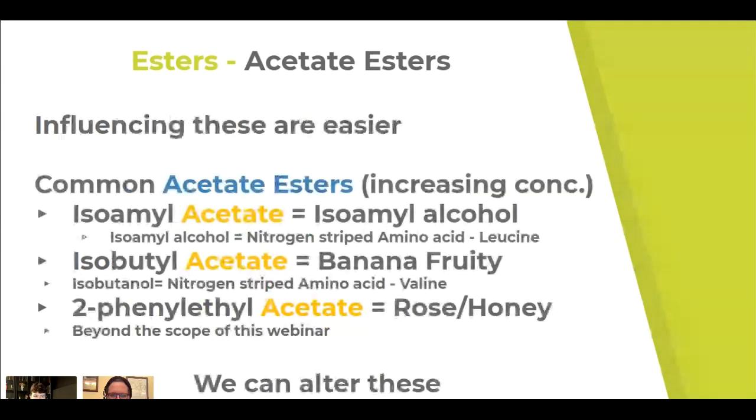So we can modulate these a little bit. One of the ways we can do this is with FAN. This is a bit more difficult to do, but I wanted to give you guys an idea for it. Isoamyl alcohol, which as we saw beforehand was a deaminated amino acid that's been stripped of all its nutrients, a version of leucine. Isobutyl alcohol uses isobutanol, which is the version for valine, and 2-phenyl ethyl acetate is beyond the scope of this webinar. But there are some things we can do to alter these. It's just very inconsistent and very complicated.